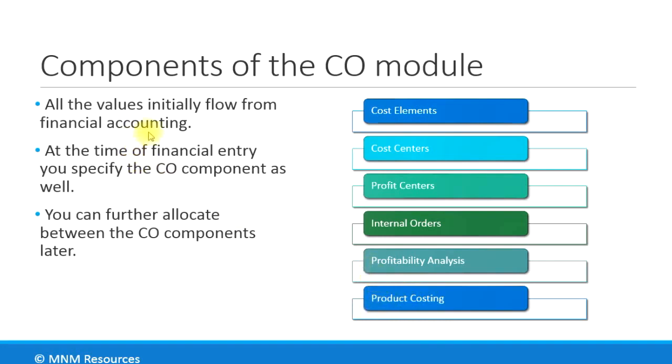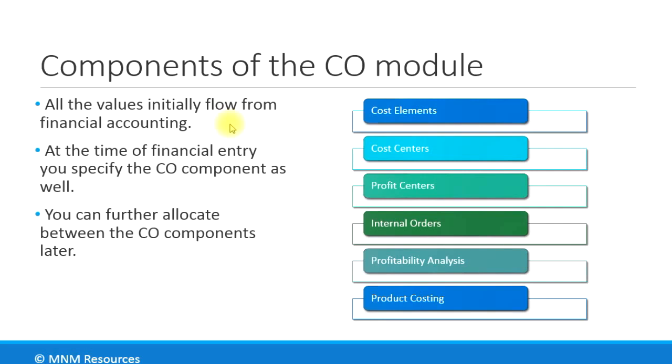So for all the components of the CO module, the initial value flows from the FI module. When you do a vendor invoice, a customer invoice, or any type of transaction in the FI module, from that only the values go into the CO module. For example, if you are posting a salary expense for all your employees, you post it to a relevant salary expense account, and you choose the GL account, the amount, the company code, and so on. At the same time, you need to mention what cost center they belong to.